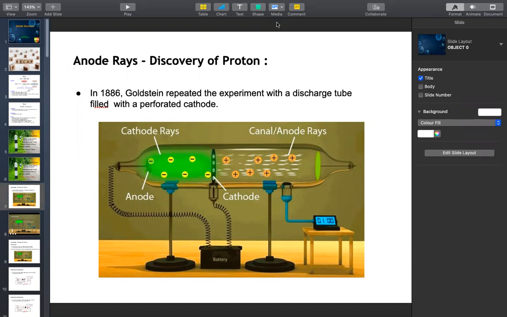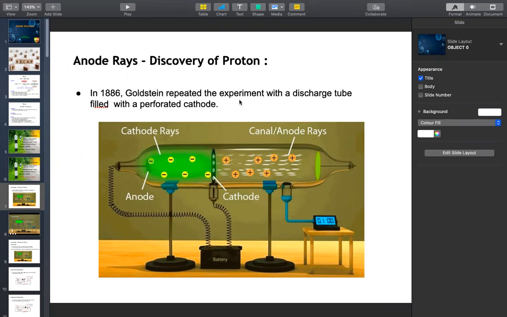So what was the story behind this? I'll tell you. Goldstein thought that if there is some negatively charged particle, there must be some positively charged particle, right? The atom must be electrically neutral. So the discovery of a negatively charged particle in the atom suggested that they must contain a positively charged particle also. So positive particles were also discovered in this discharge tube only.